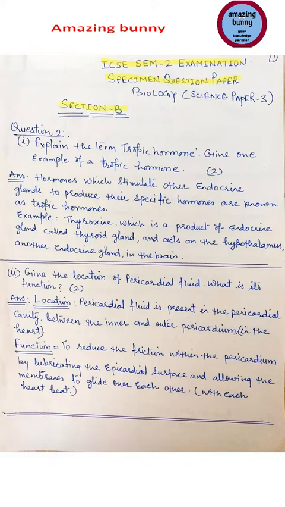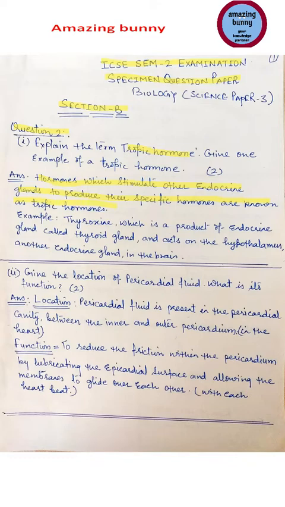Now, coming to section B, and this is question number 2. Explain the term tropic hormone, and give one example of a tropic hormone. This question consists of 2 marks. Now, what are tropic hormones? Hormones which stimulate other endocrine glands to produce their specific hormone are known as tropic hormones.